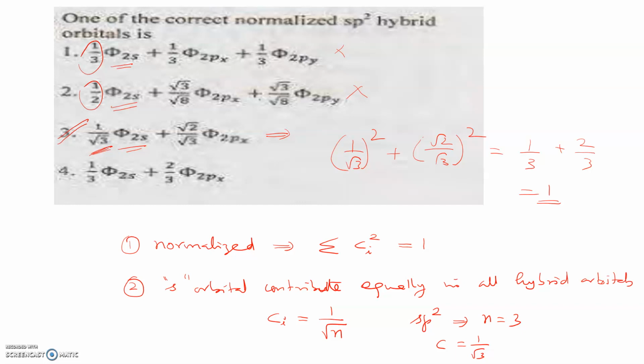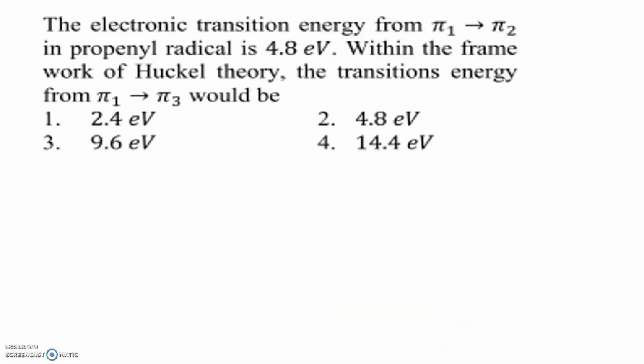Okay, it's a very simple one. Now let me go to the next question. The electronic transition energy from pi 1 to pi 2 in the propenyl radical, the allyl radical, is 4.8 electron volt. Within the framework of Huckel theory, the transition energy from pi 1 to pi 3 would be? So they are asking what is the transition energy for pi 1 to pi 3.